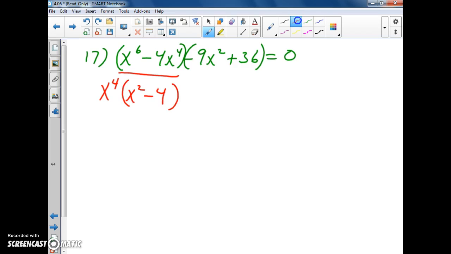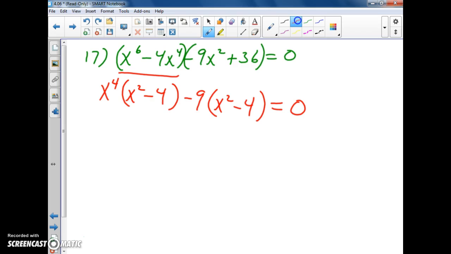Okay, now look at the second parenthesis. What's the greatest common factor there? Yeah, negative 9. Remember, take out the negative. Negative 9. Okay, so what's left over? X squared minus 4. X squared minus 4 is right. And that equals 0. Everybody good so far?